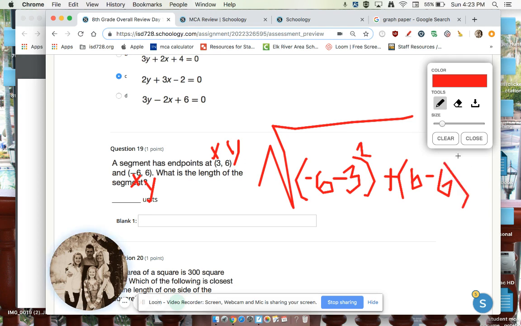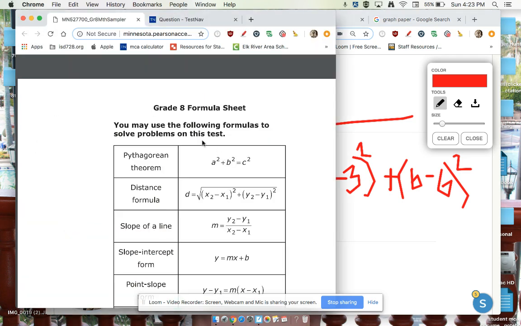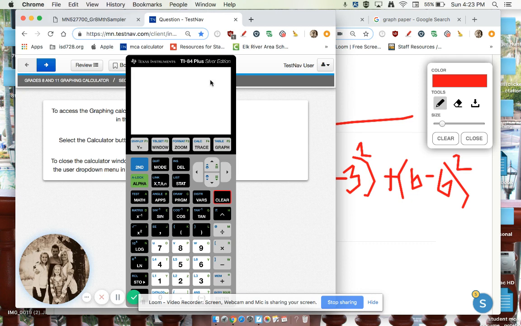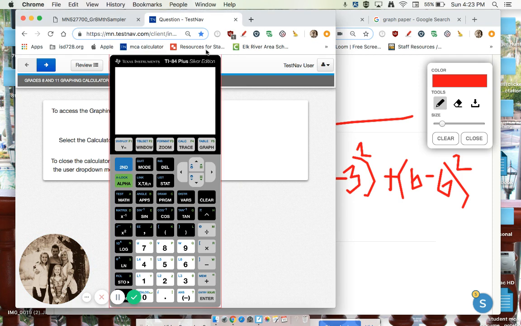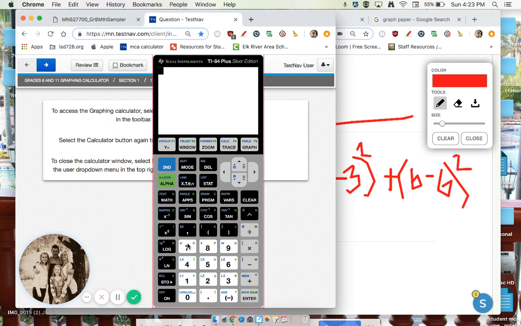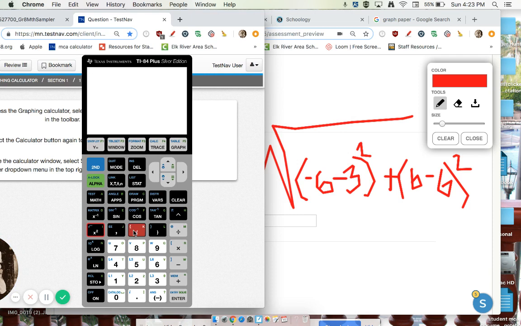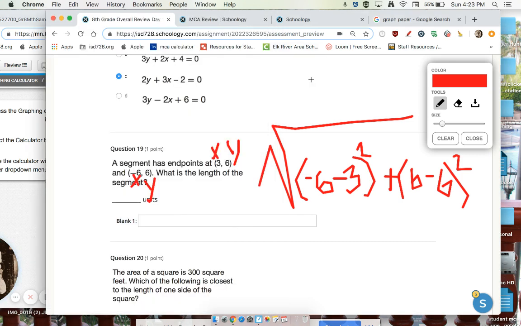And I just type all of that into my calculator. This would definitely be a calculator question. Here's my calculator. I'm going to clear it to get out of the graph. I'm going to go square root, which is above the square sign. So I'll hit the blue square root and then type it exactly how you see it. Parenthesis 6 minus 3 parenthesis squared plus parenthesis 6 minus 6 parenthesis squared. Hit enter and you get 3. They are 3 away from each other.